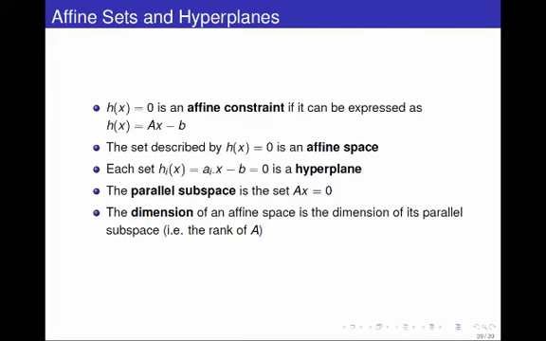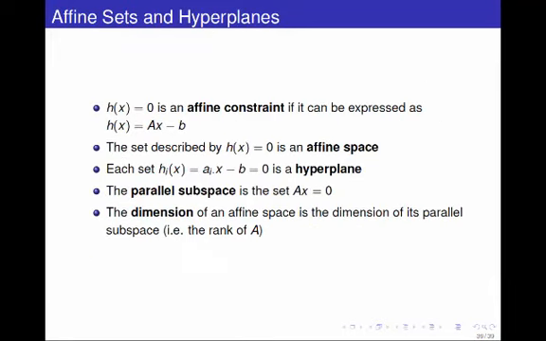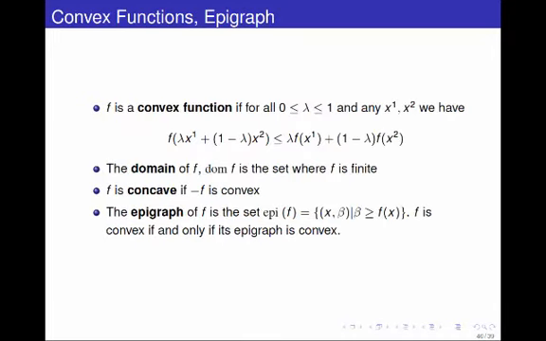And the last definition, then we get into stuff that we will cover next week. The last definition to remember is the definition of affine constraints. An affine constraint is linear plus a constant. An affine space is the set of points that satisfy an affine constraint, which geometrically is a hyperplane. The parallel subspace refers to the hyperplane that goes through zero. The dimension of the affine constraint is the dimension of the hyperplane. Okay, these we will cover in much more detail.